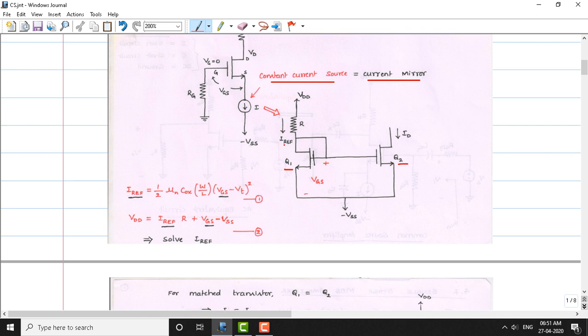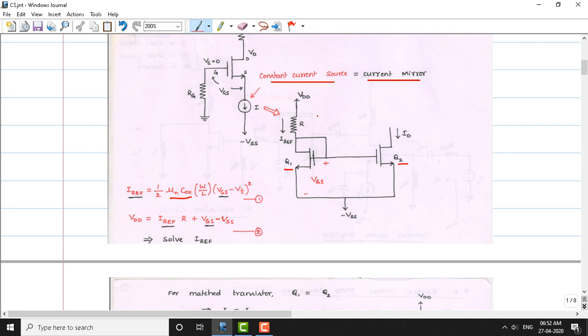The I reference current is nothing but the saturation current of the MOSFET, which is equal to 1/2 μn Cox (W/L), where W is the width of the transistor and L is the length of the transistor. These are the parameters of the MOSFET. Here the current I reference depends on the gate source voltage applied, and also on the threshold voltage Vt. So the saturation current equation is I reference = 1/2 μn Cox (W/L) (VGS − Vt)².